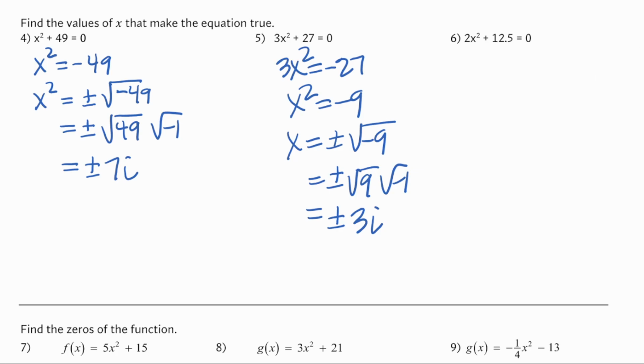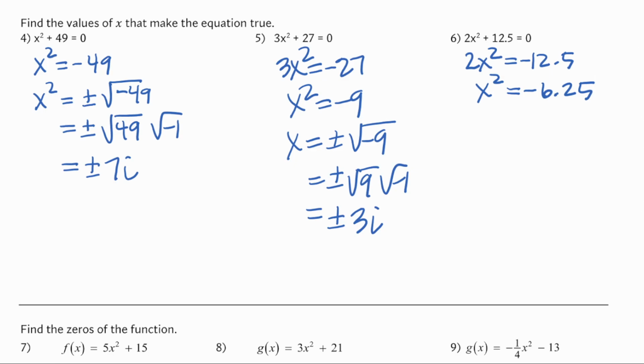And then 2x squared plus 12.5 equals 0. Okay. Alright, well, I think you've got a couple of options here. Either way, I'm just going to say 2x squared equals negative 12.5, and then I'm going to divide both sides by 2, not multiply both sides by 2. So I'd have x squared is equal to negative 6.25. Now, if you happen to know what that decimal number is, good for you. You probably also know what the square root of that decimal number is.